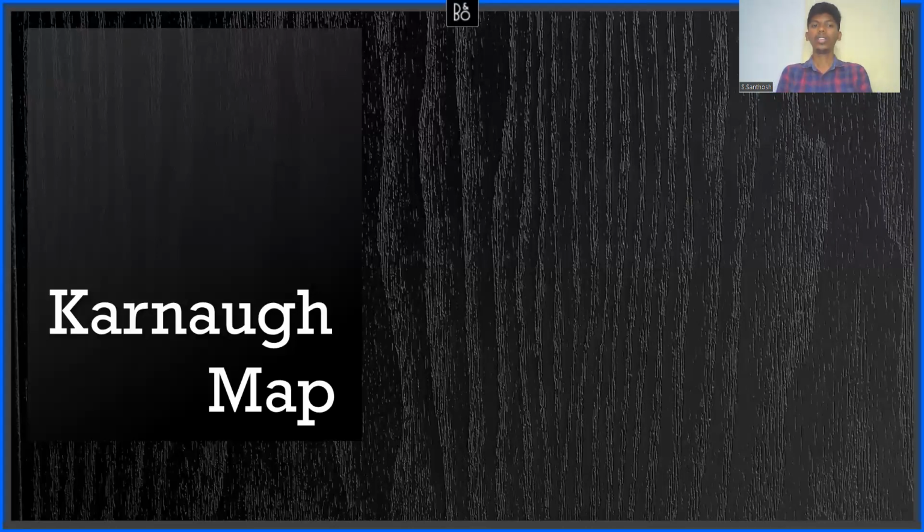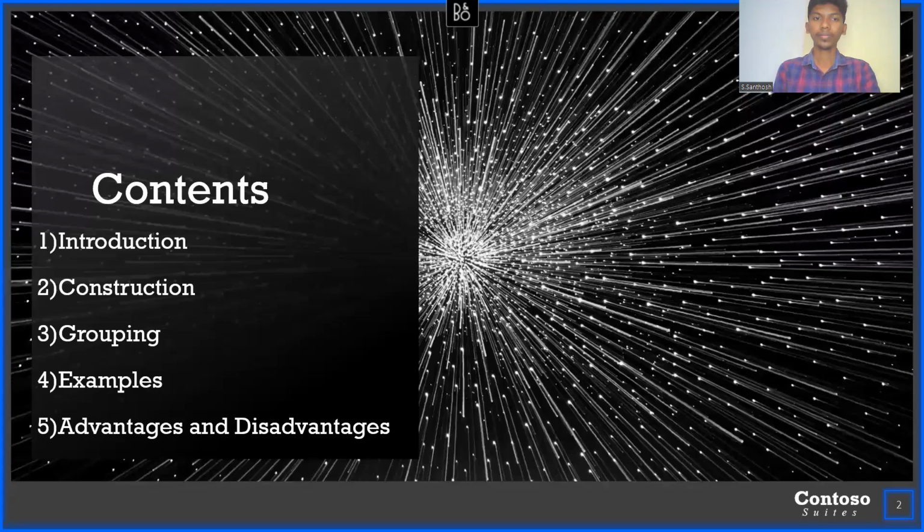Hello all. So today we'll be seeing about Karnaugh map, or commonly known as K-map. So these are the contents that we're looking at: that is introduction, construction of K-map, how do we group in K-map, example, and then advantages and some disadvantages of K-map.